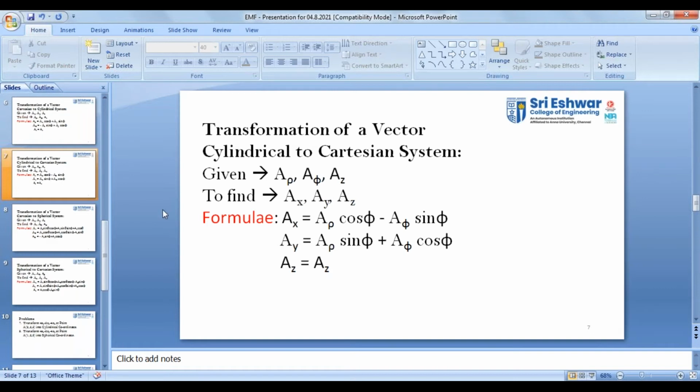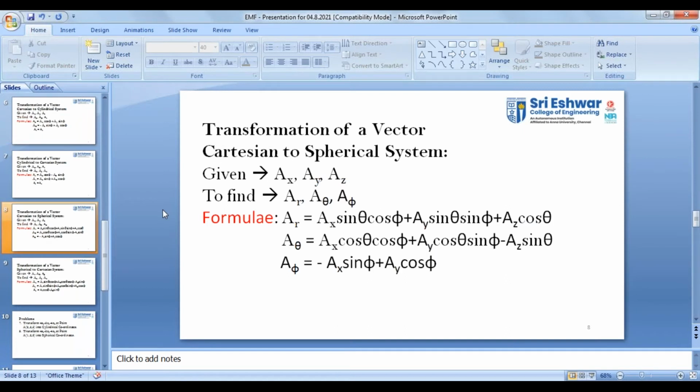Okay. Next one, transformation of a vector from Cartesian into spherical system. Ax, Ay, Az are given to us. We have to find Ar, A theta, A phi.